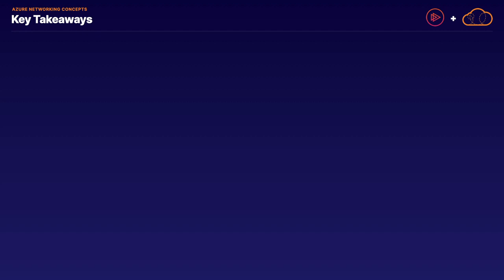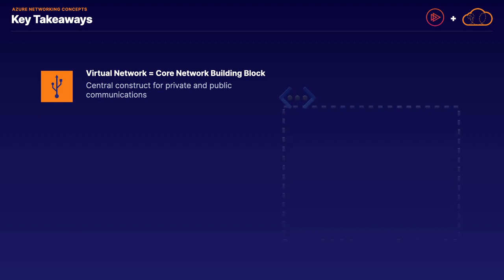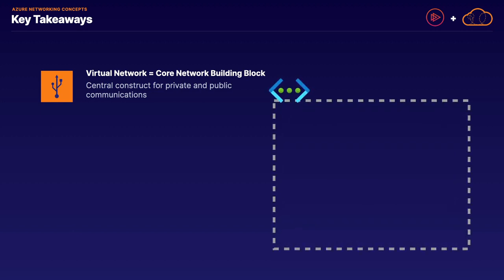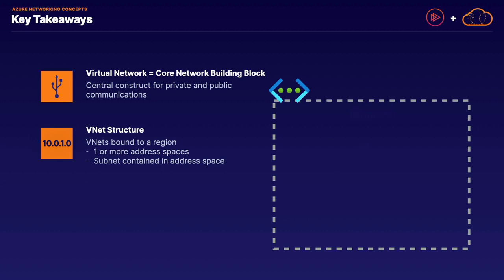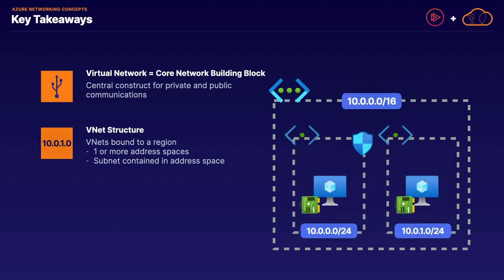To wrap up our key takeaways from this lesson, we learned how the virtual network on Azure is the core network building block, which is the primary construct for both private and public communications. We also learned about the high-level structure of a virtual network, in which virtual networks are bound to a single region. Those VNets can have one or more address spaces, and the address spaces can contain one or more subnets, which is where all of our individual resources are created.